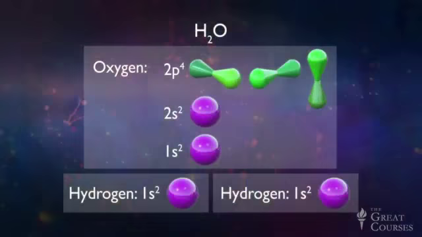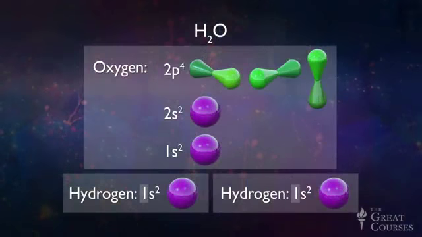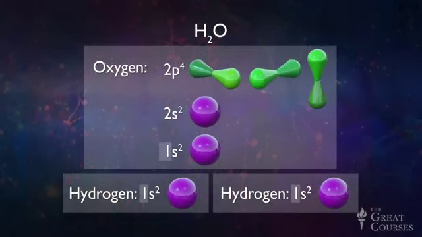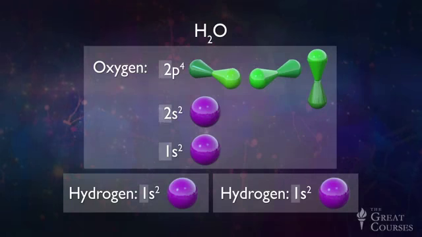For example, when we make a molecule of H2O, water, from 2 atoms of hydrogen and 1 atom of oxygen, we need to count the atomic orbitals. Each hydrogen has 1 orbital for its electrons, while the oxygen atom has electrons in a single 1s orbital, a single 2s orbital, and the 3 2p orbitals, for a total of 5 orbitals. 1 plus 1 plus 5 equals 7. So the water molecule needs 7 molecular orbitals for its electrons.